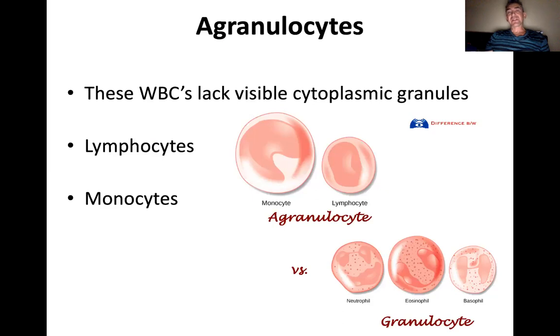Agranulocytes are going to look a lot cleaner, right? Down here we have our granulocytes, little specks, all those lysosomes, those granules that are absent in the agranulocytes. We have two, right? We have the lymphocytes and the monocytes here. So big monocytes, small lymphocytes.